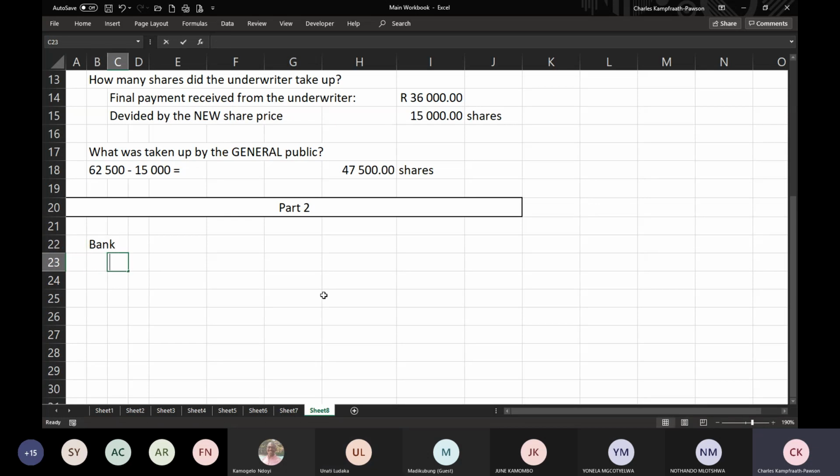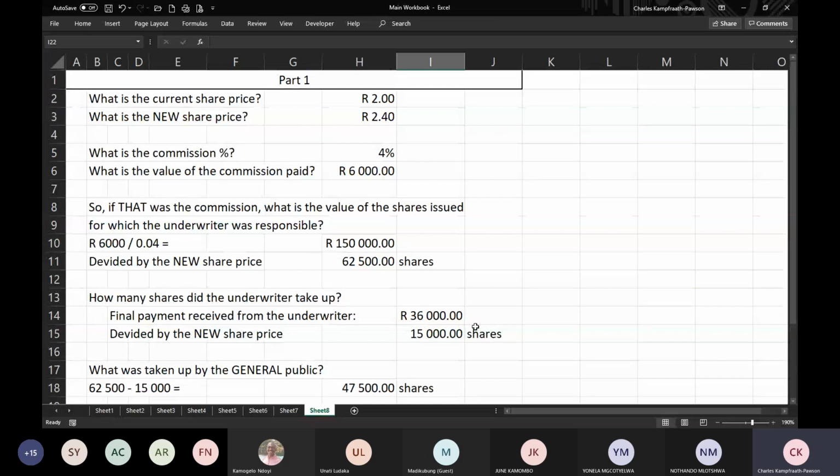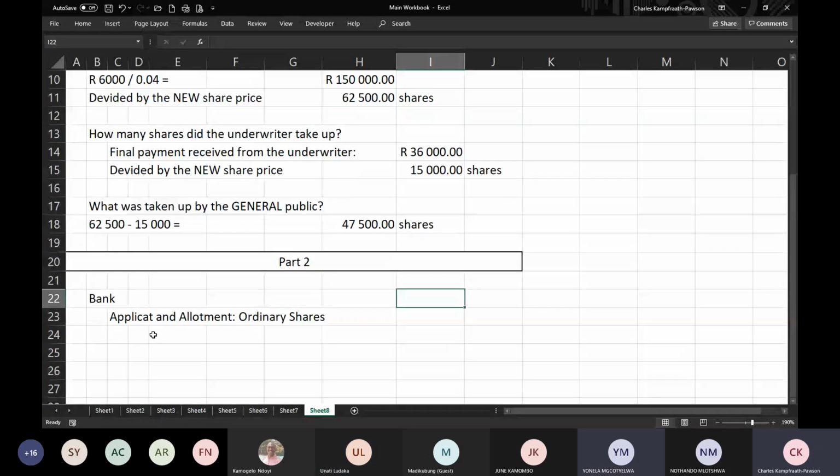Bank, application and allotment, ordinary shares. What is the value? The value was 6,000. 36. Oh, how much was received in total? 36,000.